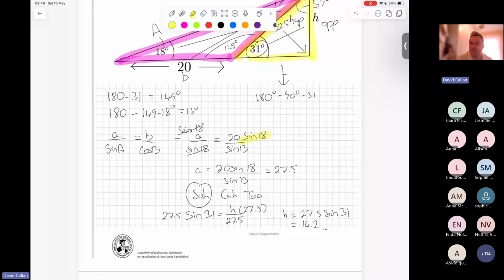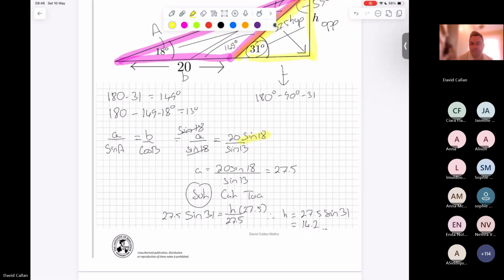Because the only time you use sine to the power of minus 1, so we actually call it sine inverse, is when you're trying to find the angle. So if the angle is unknown, you would use sine, cos, or tan inverse. But we knew the angle here, which was 31. So there'd be definitely no need to use inverse in this instance. So hope that answered your question.